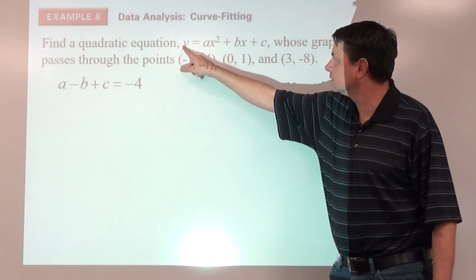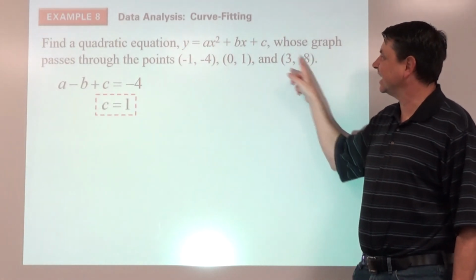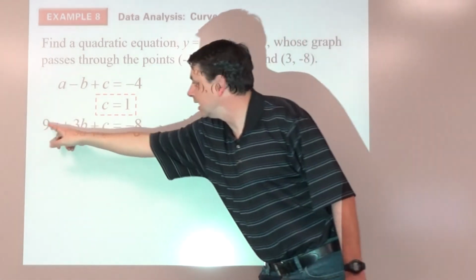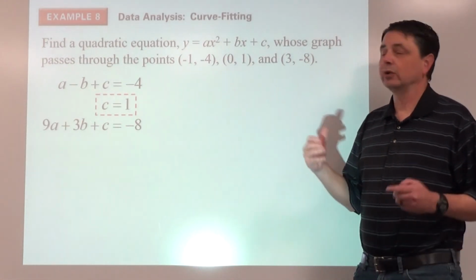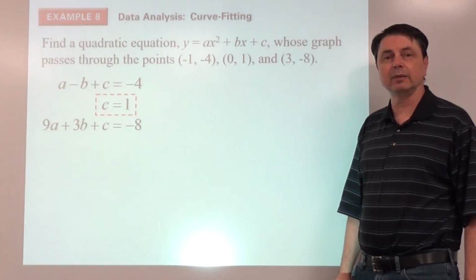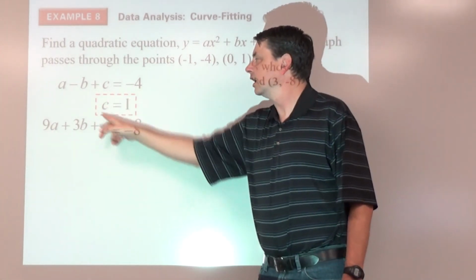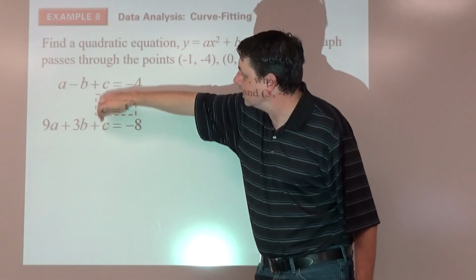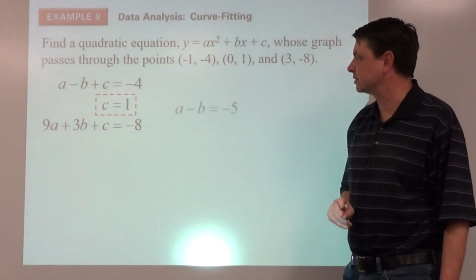y is 1, x is 0. y is negative 8, x is 3. 3 squared is 9. 9 times a plus 3 times b plus c. So here's a solution. It doesn't say that we have to use Gaussian elimination, so we can just do regular system solving. A little back substitution, we've got c is equal to 1, so if we make that equal to 1 and that equal to 1, these two equations can become a 2 by 2 system.